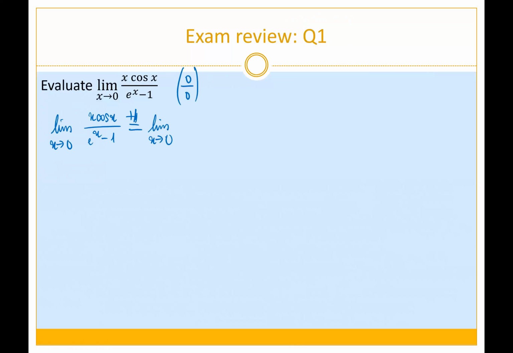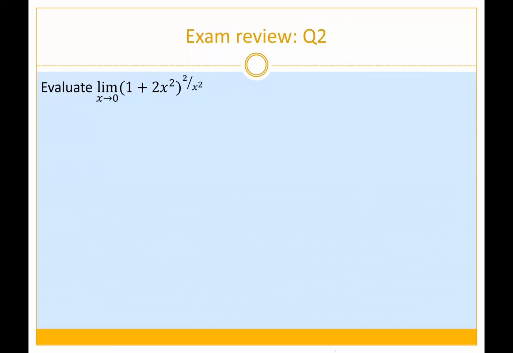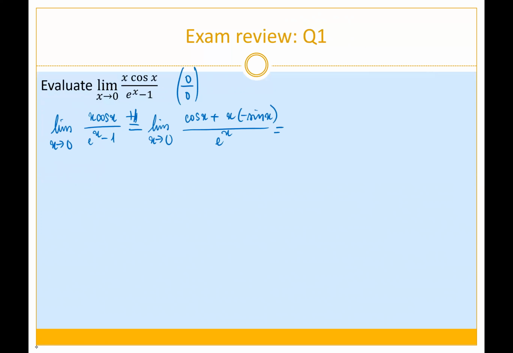Take the derivative of the numerator. You're going to have cosine x plus x multiplied by negative sine x, divided by e to the x. Now we're going to plug in x approaching 0 again. And this is the thing that I want to talk about in indeterminate form and L'Hopital's rule: you have to check whether the next expression, after we get here, is still eligible for L'Hopital's rule by plugging in the numbers.